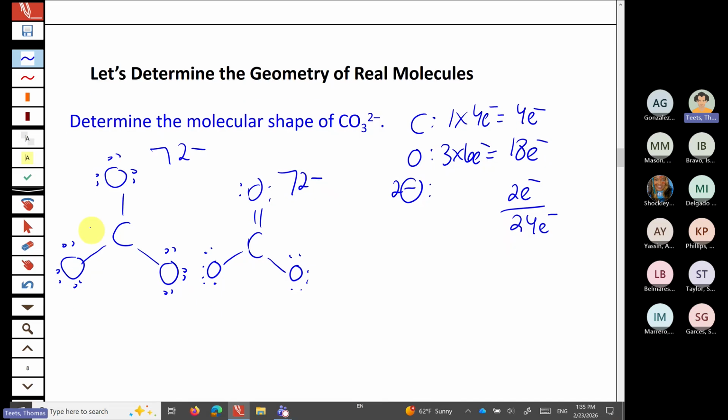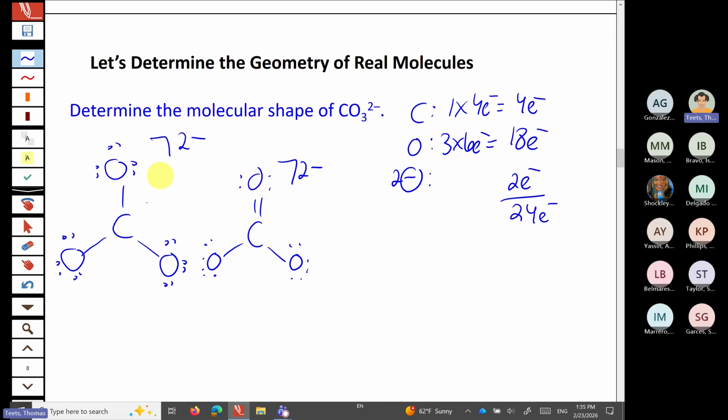From the standpoint of VSEPR, though, if we're just asking you for the molecular shape, whether you stopped here with an incomplete octet or did what you're supposed to do and draw in a double bond, you'll make the easy prediction that this is AX3 structure, or AX3E0, which is sometimes how it's written.